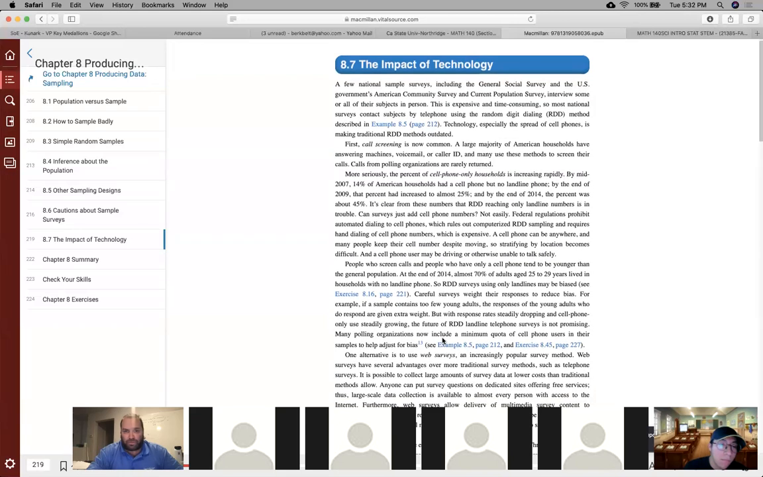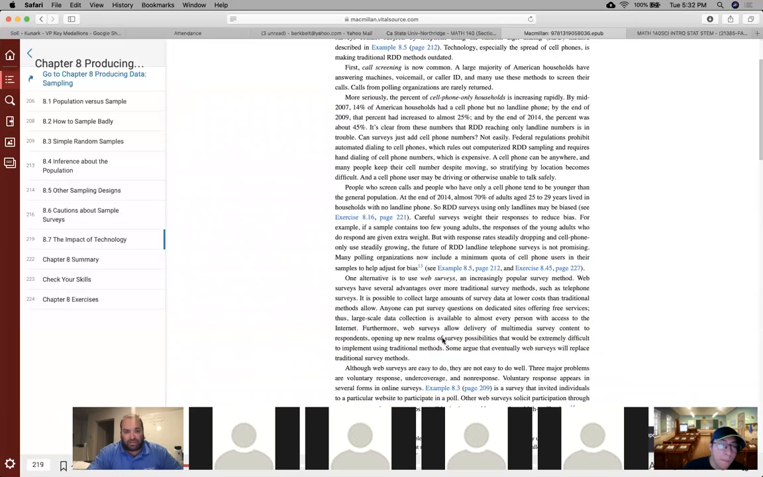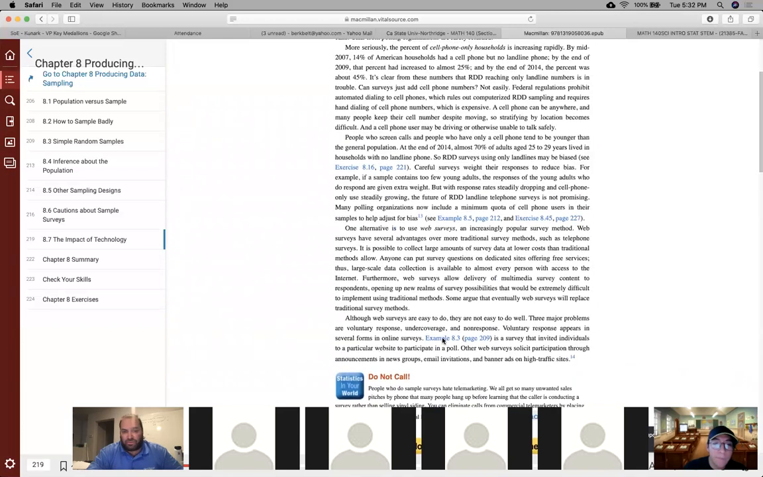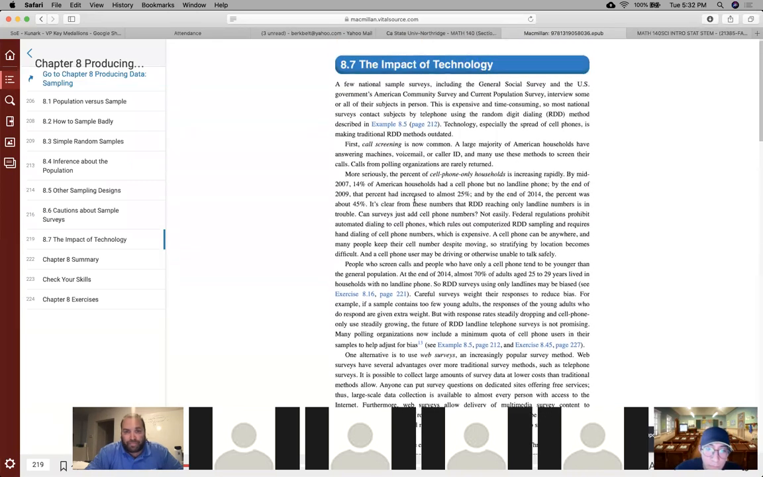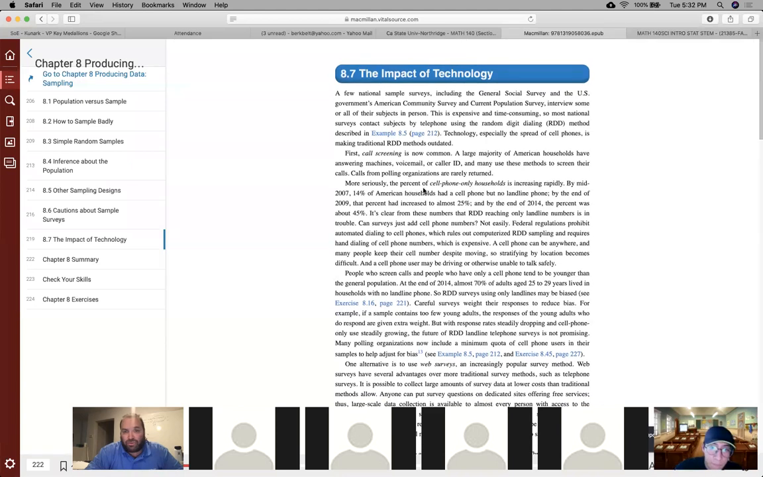I recommend reading it, but essentially all it's saying is that with modern technology, a lot of these fears are even bigger because you have the internet and people on the internet don't have time, so they'll only respond to what they care about. So you'll have the same issue that we had before of undercoverage or voluntary response. And you can't call cell phones anymore because people block all these telemarketers. Anyway, very small chapter, but included on the test that we're going to have next week.